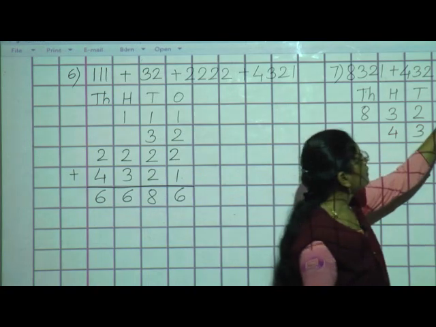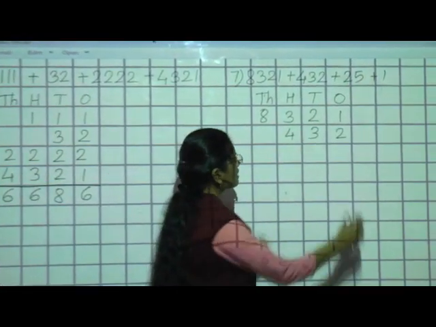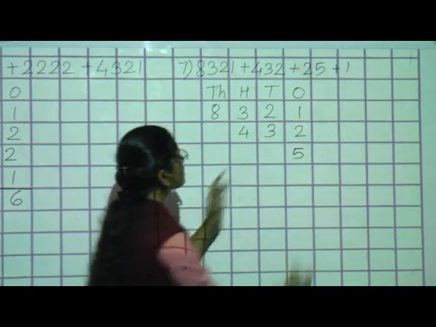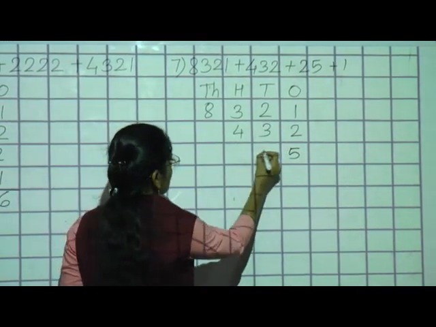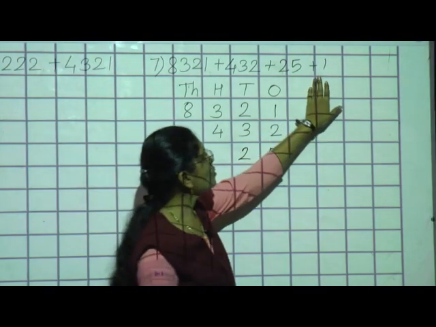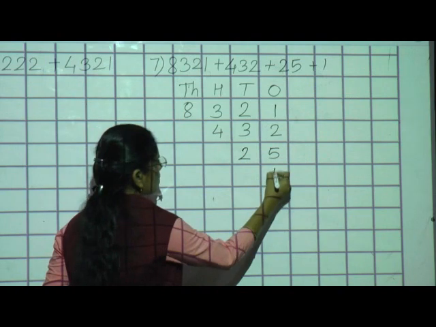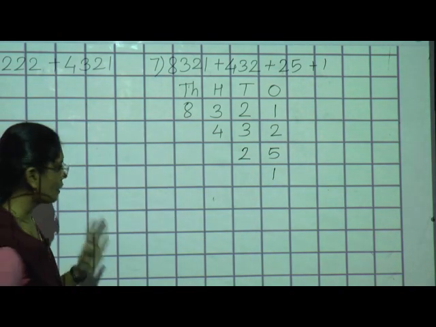Now the third number is only a 2-digit number. So how many ones are there? There are 5 ones and 2 tens. Now see, the last number is only a 1-digit number and the number is 1. So at ones place only we will put 1.